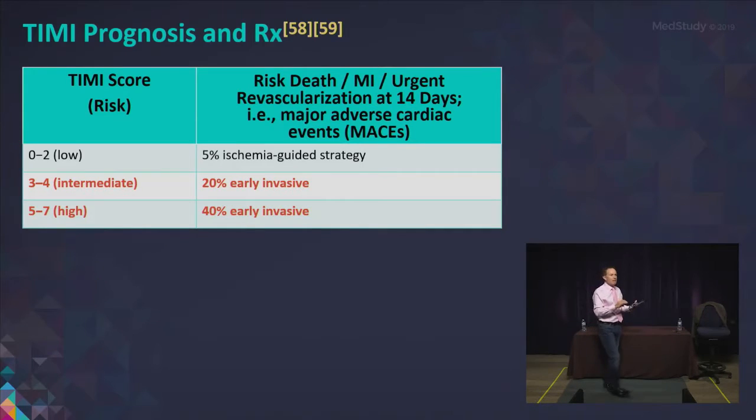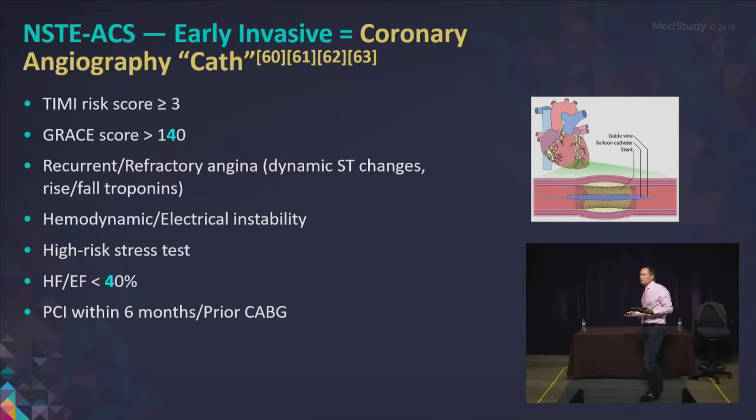However, if they have an intermediate or high risk score, so anyone with a TIMI of 3 or more, we know they have a quite significant risk of something bad happening if we don't take a look and intervene. In other words, a major cardiovascular event within the next couple of weeks, 20, 40%, is quite high. So generally we will send them for early cardiac catheterization. In addition, these are also considered high-risk patients.